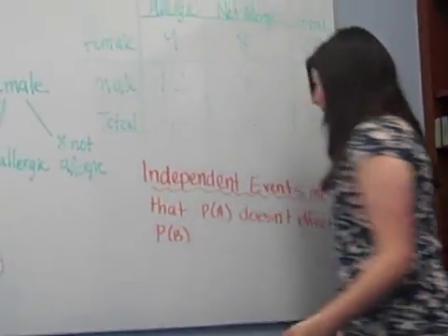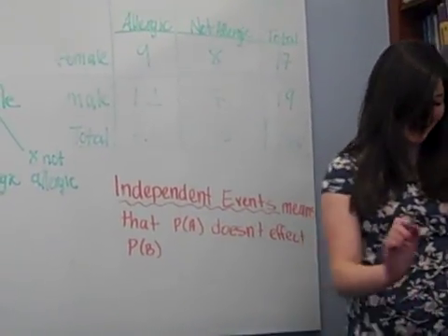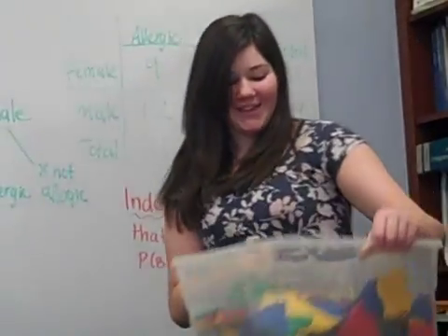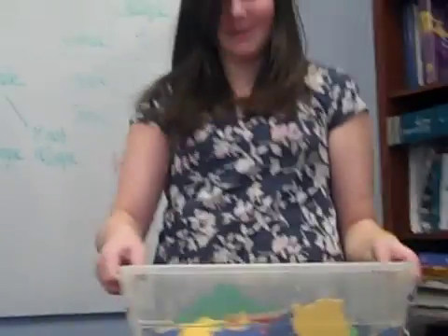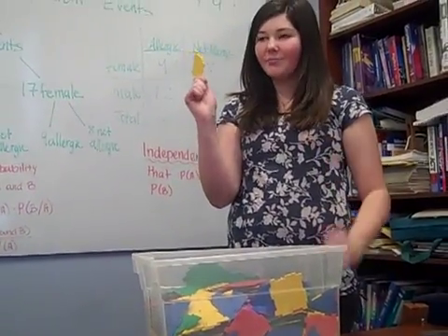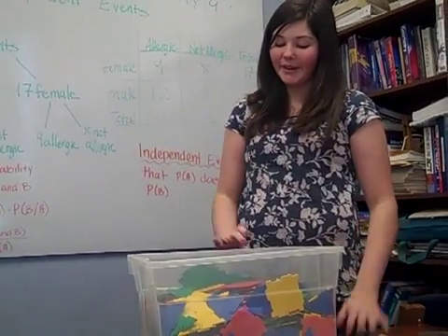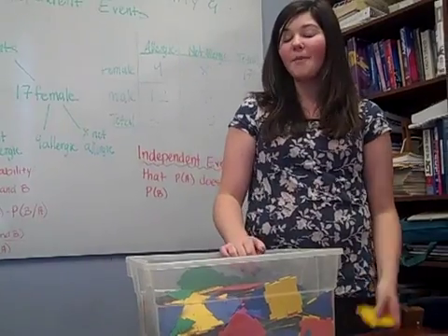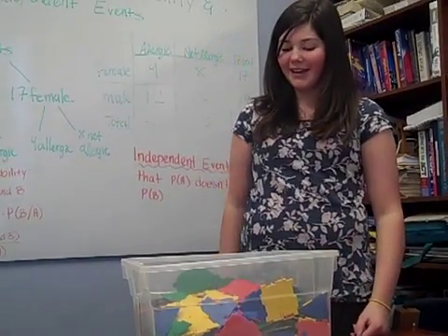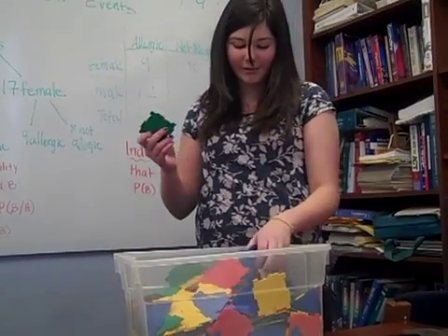And then there's independent events, which means that the probability of A does not affect the probability of B. So, let's say that I have this box of shapes and I pull out a yellow square. If I take it out, that changes the entire probability of me picking out another yellow square. But if I put this yellow square back in, it doesn't change if I pick up another yellow square or a green square or a blue rectangle.